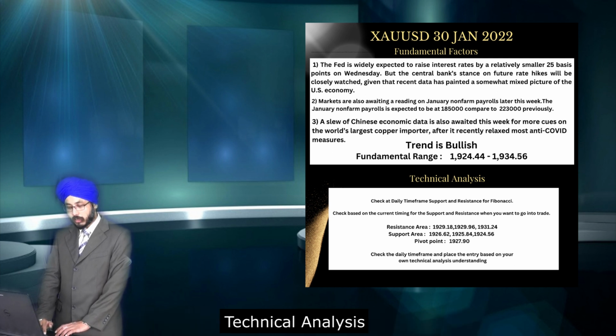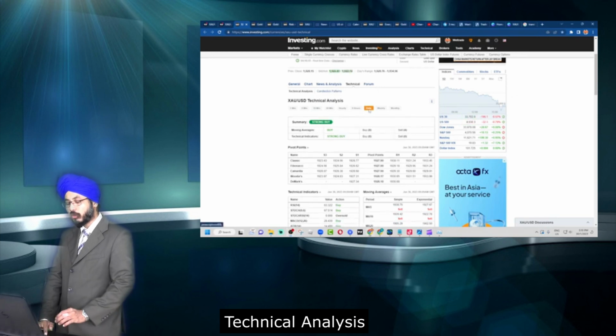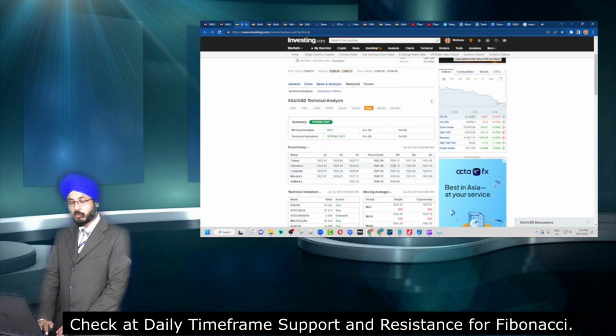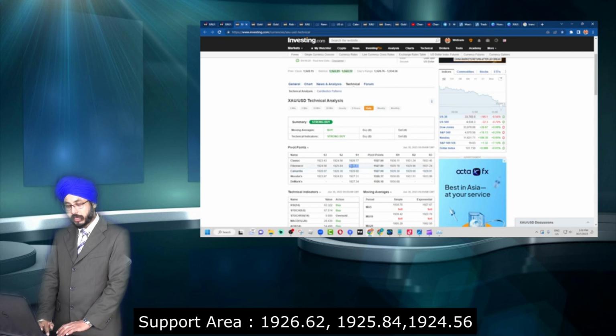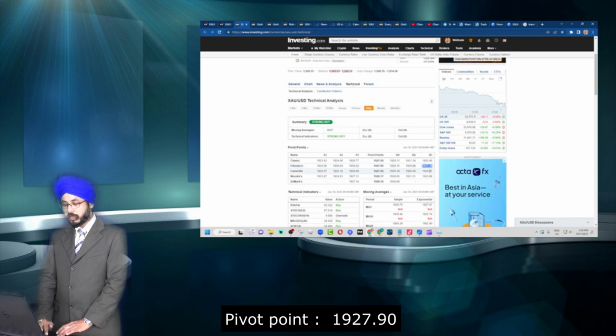Moving forward with the technical analysis, if we look at our daily, we have 3 support points and 3 resistance points based on Fibonacci. Our first support point is 1926.62, our support 2 is 1925.84, and our support 3 is 1924.56. For our resistance 1, we have 1929.18, for resistance 2, we have 1929.96, and for resistance 3, we have 1931.24. And our pivot point is at 1927.90.